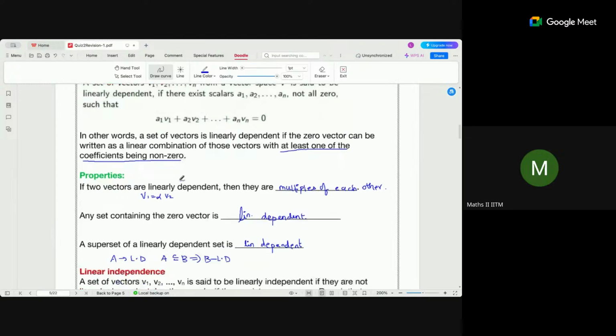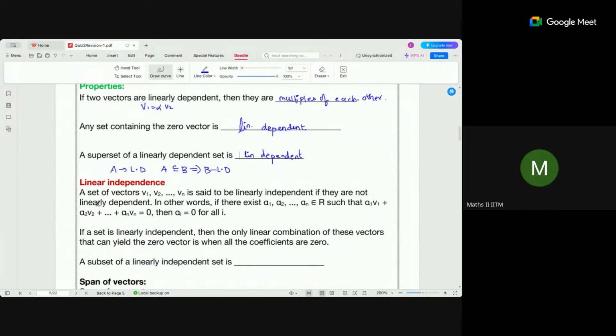Okay. Fine. And the opposite of linear dependence is linear independence, right? If you take any linear combination and equate it to 0, then the coefficients should definitely be equal to 0. The only possibility when the linear combination equals 0 is when all the coefficients are 0. That is a linearly independent set of vectors. So a subset of a linearly independent set is always linearly independent.